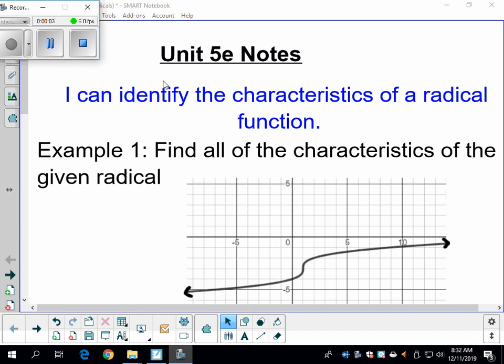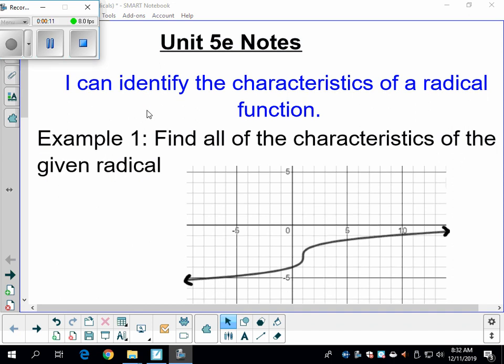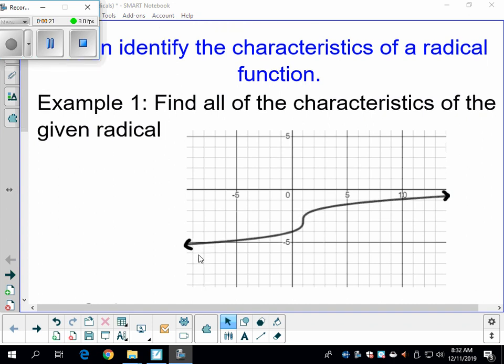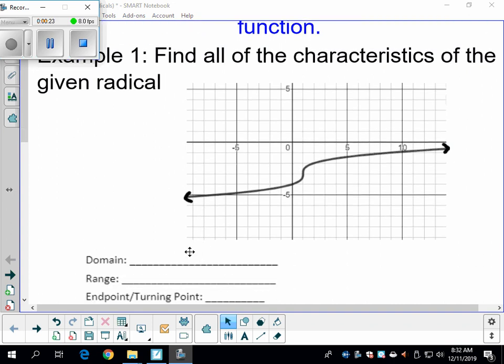So as Unit 5e notes, you're going to be able to identify the characteristics of a radical function. We did some of this in Unit 1. This is a lot of review. First, we're going to have a function here. You're going to look at it, see that it's a cube root function. And first, we're going to start off with domain.